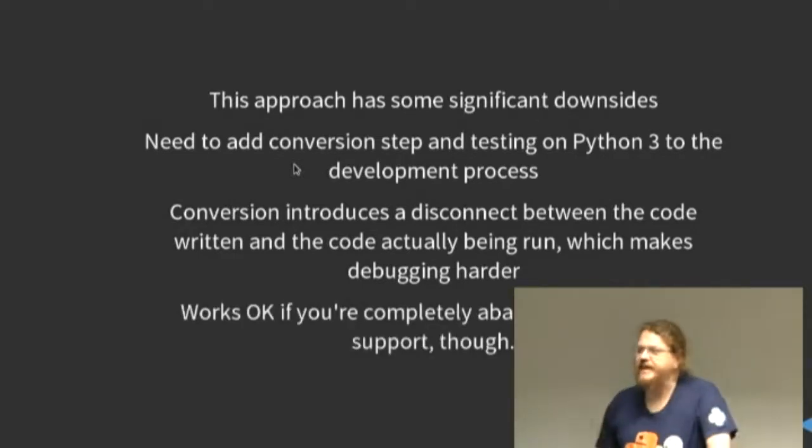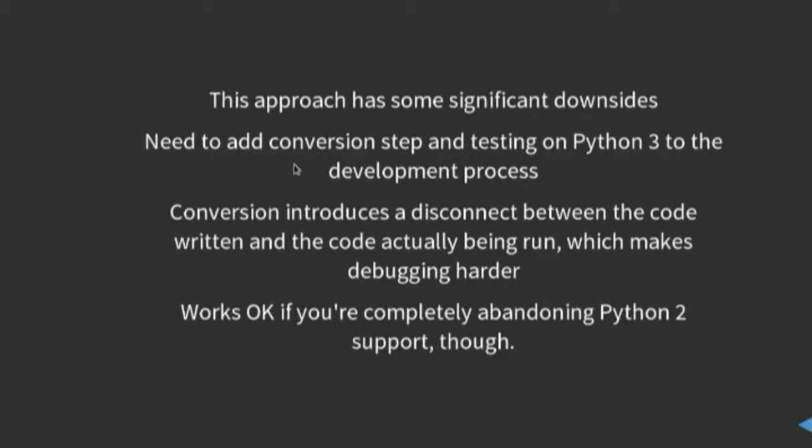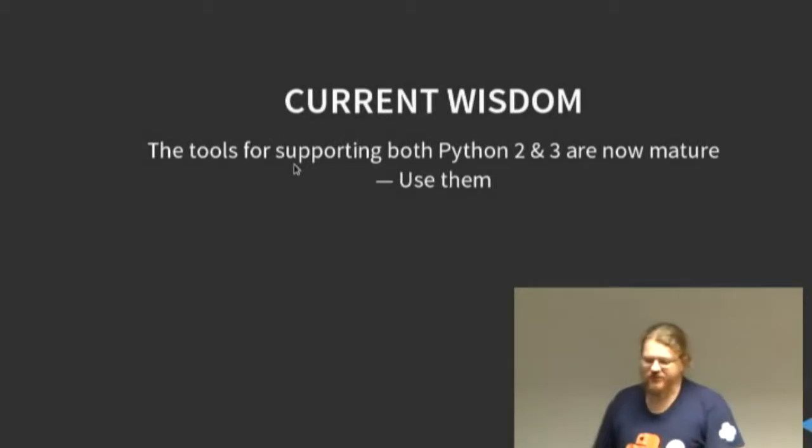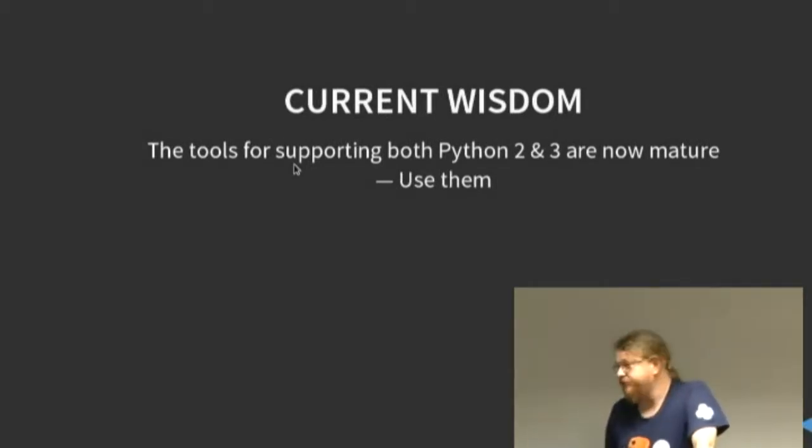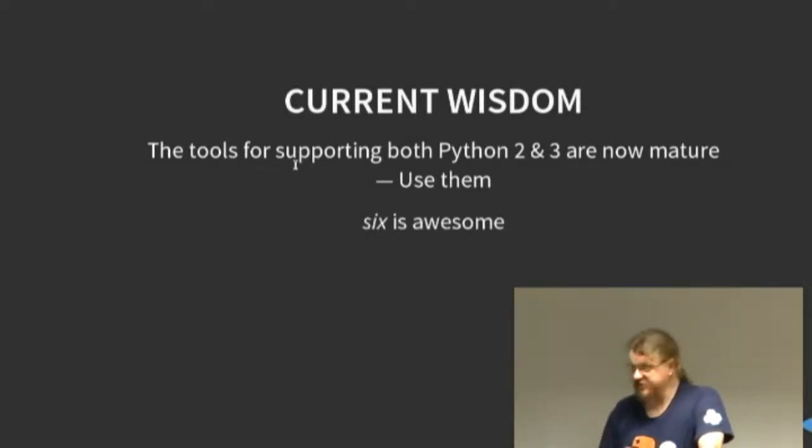It is okay if you're going to completely abandon Python 2. If you can do this, I hate you with a passion, because most of us can't. So the current advice is there are now good tools for supporting both 2 and 3, so use them. Six is awesome. Honestly, it is fantastic, and if you ever want to feel really inadequate about your coding abilities, read the six source.